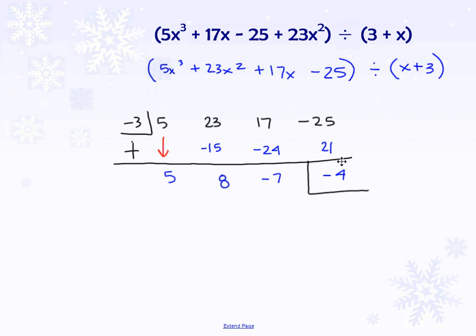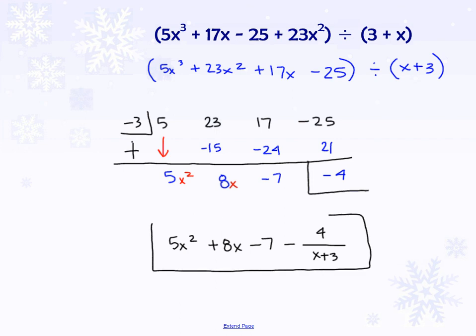So I have my remainder, degree of 0, degree of 1, degree of 2. So my final answer is going to be 5x squared plus 8x minus 7. My remainder is negative, so it's going to be minus 4 over my divisor, which was x plus 3. And it's okay if you write your divisor as this one or the original. It's fine.